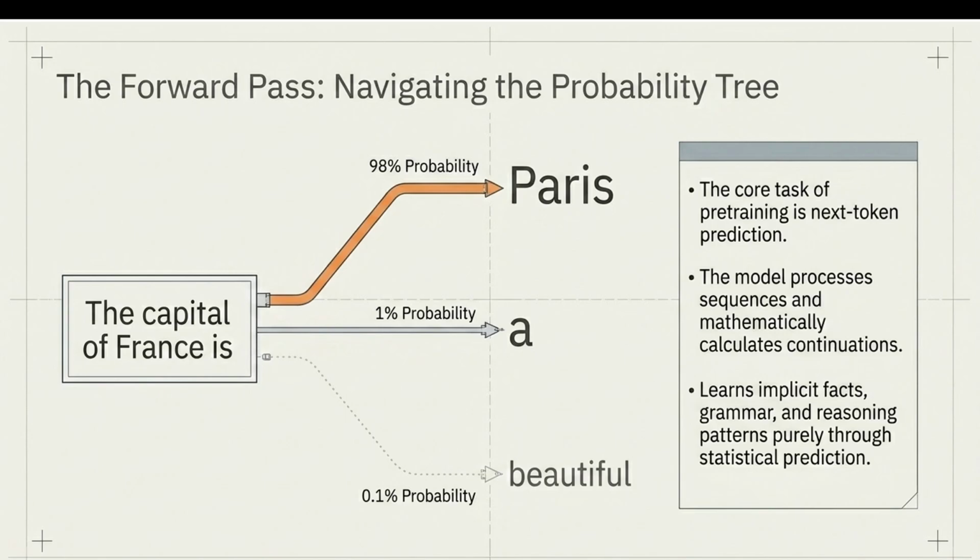Okay, the core task of pre-training is next token prediction. The reason is that when the LLM is generating text, it should predict from the next word to the next word, right? So that's the reason the core task considered is next token prediction, from one token to a sequence of tokens. This all happens based on mathematical statistical analysis. Based on this itself, it learns the implicit facts, grammar, and reasoning patterns purely based on statistical prediction, completely based on probability.